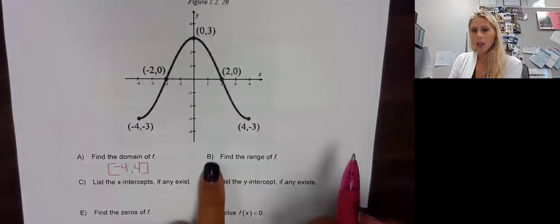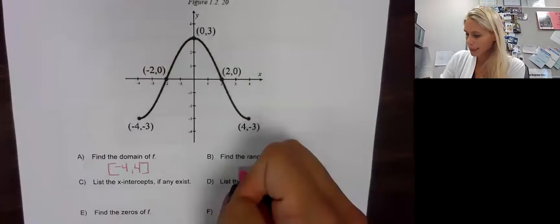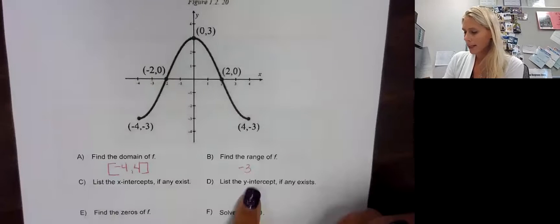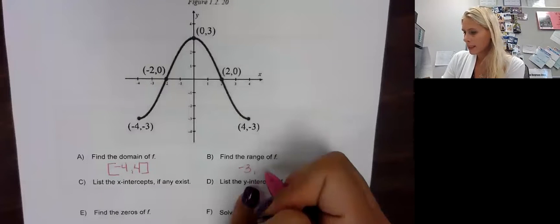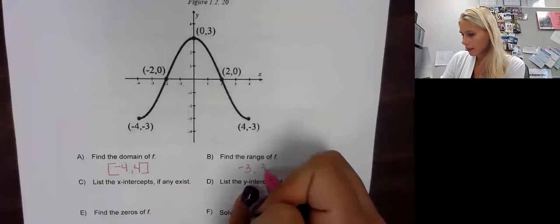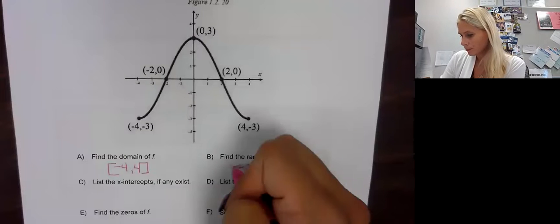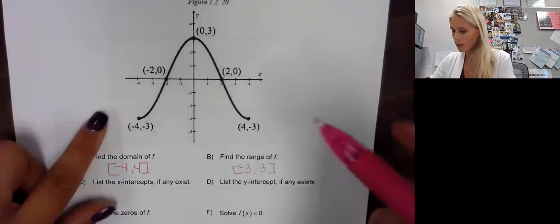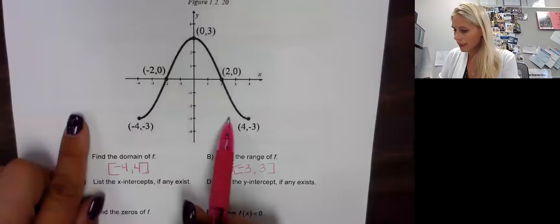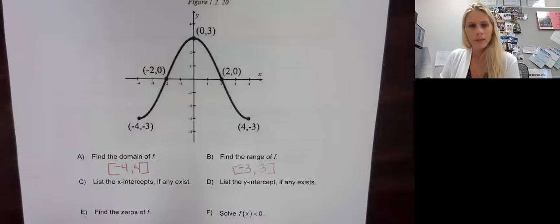Find the range. The lowest y value I see is -3. The highest is 3. And again, they're both closed. See, it goes down. The lowest is -3. It doesn't go beyond that.